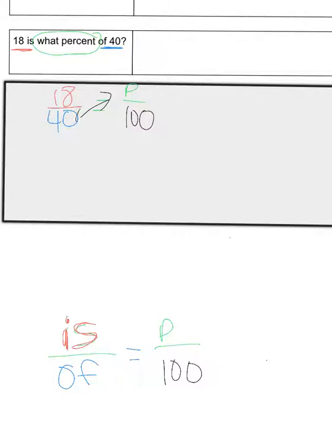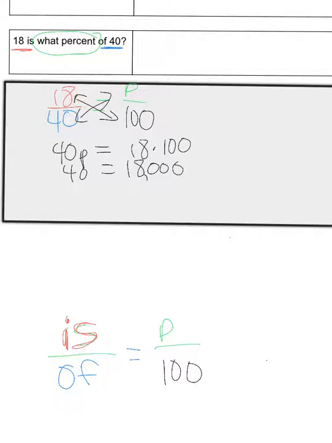So it's 40 times P equals 18 times 100. Okay? So we know that 18 times 100 is 18,000, and 40 times P is just 40P. Now I have to solve to get P by itself. I see here it's 40 times P, so I have to divide both sides by 40.